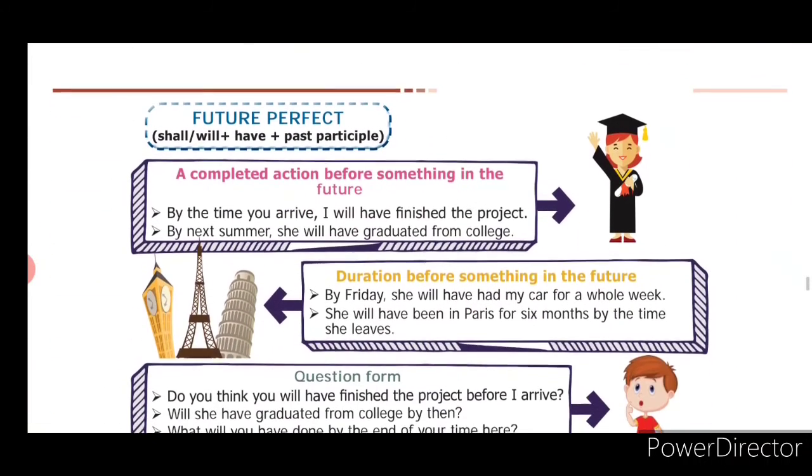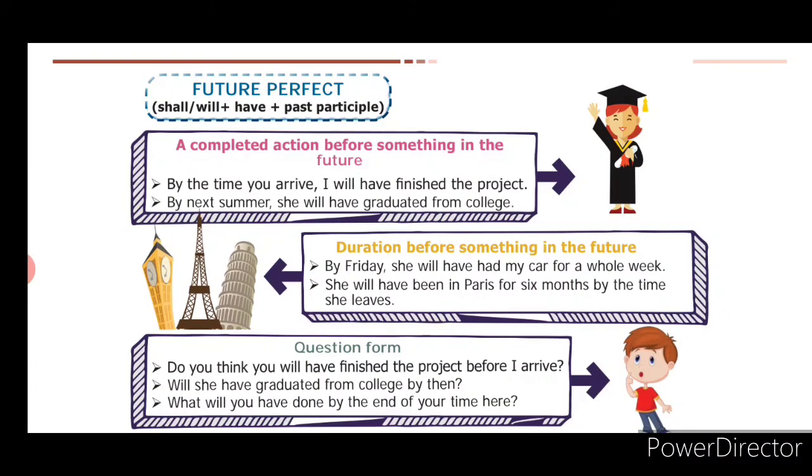Okay, so now let us see future perfect tense. The structure of future perfect tense is subject plus shall or will plus have plus past participle. You all know what is past participle? Verb 3. Okay, so what is the use of future perfect tense?